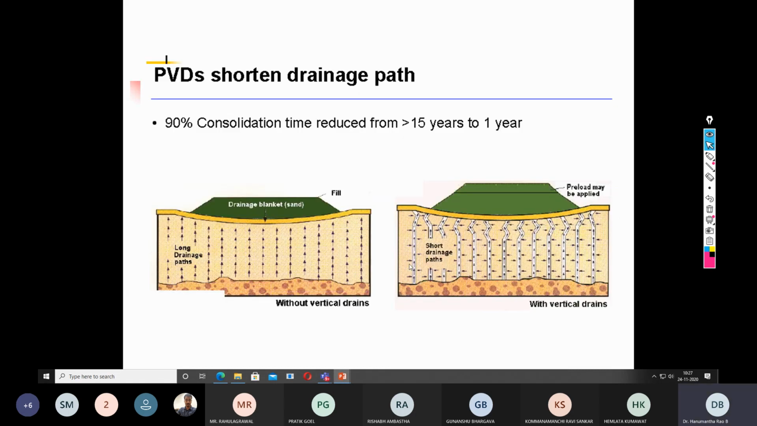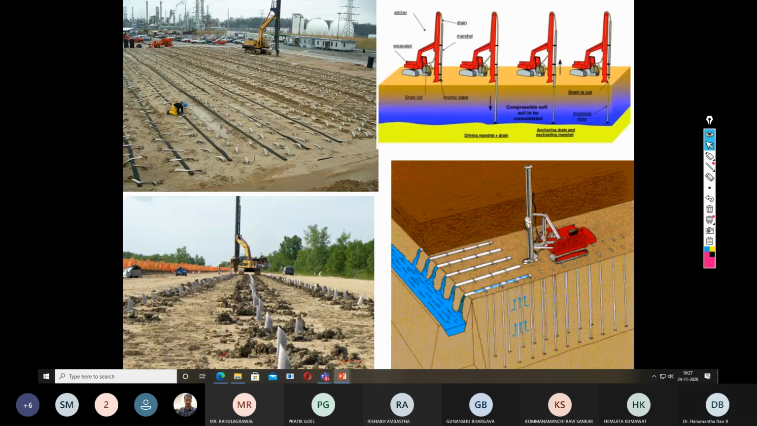The installation of the PVD is very similar to the installation of the sand drain, but here we don't need to make any borehole. In fact, the installation of the PVD is much faster. It hardly takes a couple of minutes. These are some real-life pictures where PVDs were installed, as you can see. All these outcrops are PVDs, and this is the machine which is driving the PVDs to the desired depth.